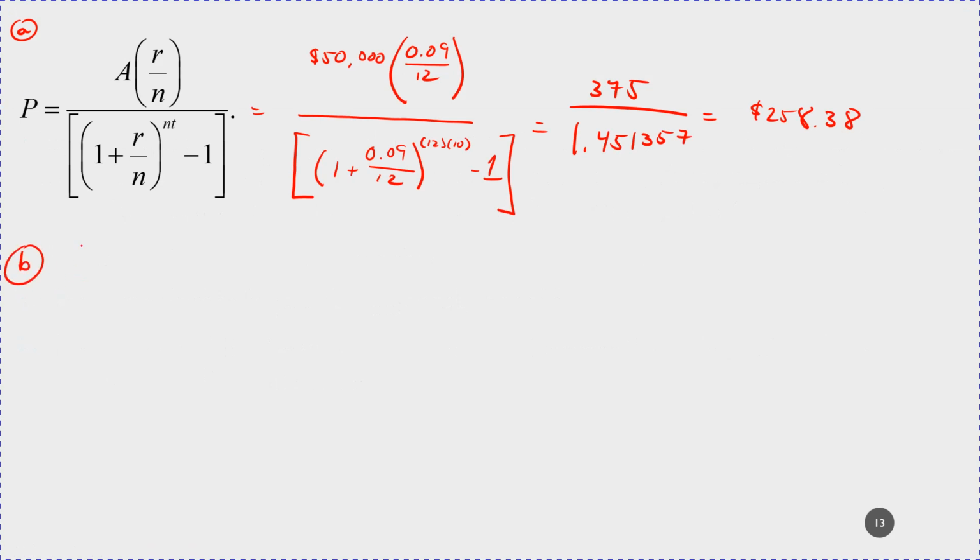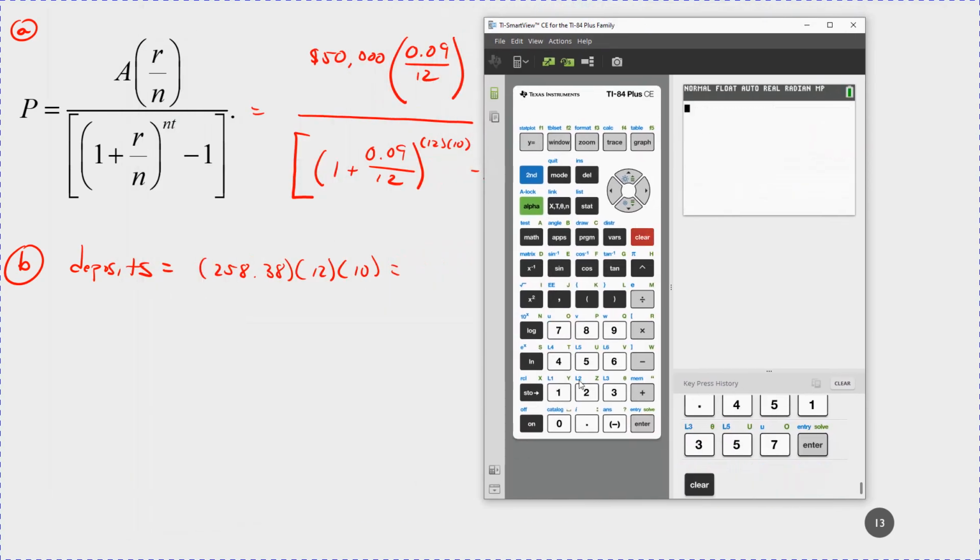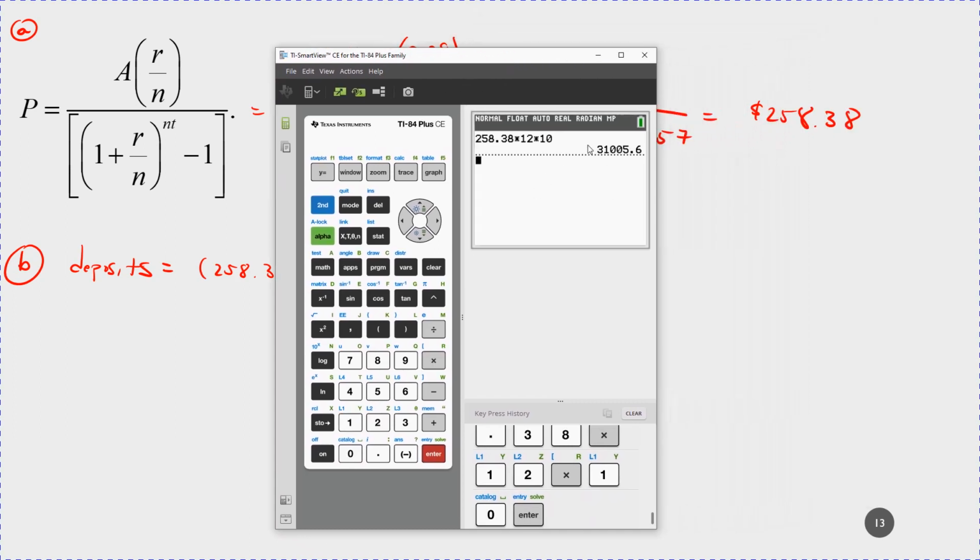All right, so let's figure out the deposits. You're going to be making $258.38, 12 times a year for 10 years. So your total amount of deposits is 258.38 times 12 times 10. Look at this. Your total deposits were $31,005.60.